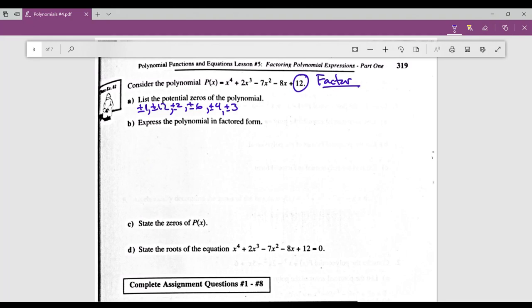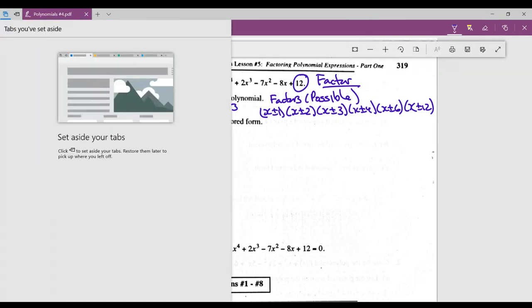Now, how do you write these? So the factors, those are the potential zeros. If you're going to write the possible factors, which they don't ask, but we're going to do it just so you know what I'm talking about: possible factors are x plus minus 1, x plus minus 2, x plus minus 3, x plus minus 4, x plus minus 6, and x plus minus 12. Those are the potential factors. Now we have to factor it. So which one is a factor? Well, how do we know if something is a factor?